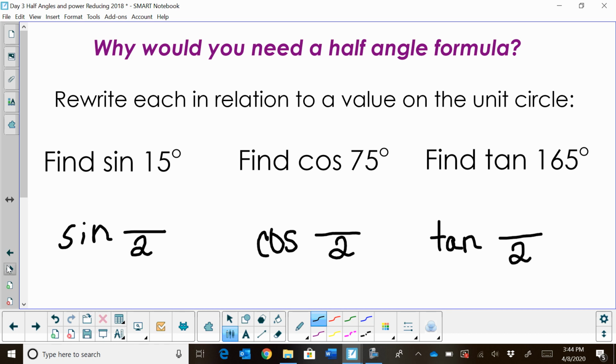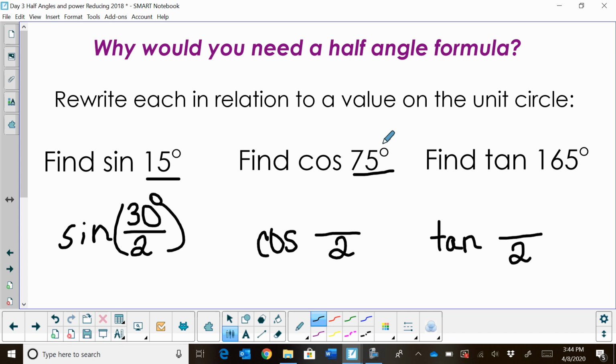So why do you even need half angle formulas? Well, let's take, for example, you're trying to find the sine of 15. Well, 15, as we know it, is not on the unit circle. But if we double that angle to 30, we know we can find the angle 30 on the unit circle. So I'm going to rewrite 15 degrees as 30 over 2, or 30 halves, and then I can use the angle 30 to evaluate.